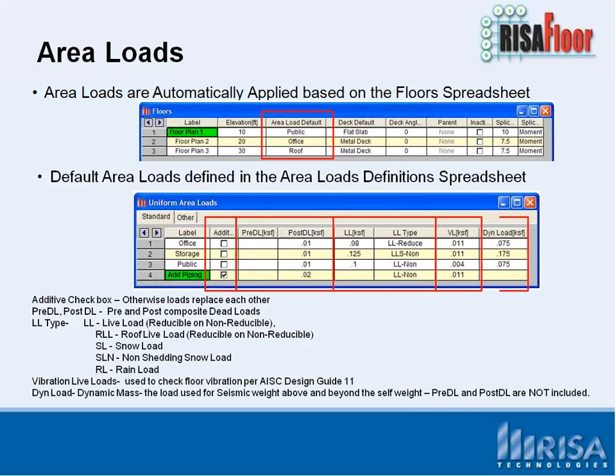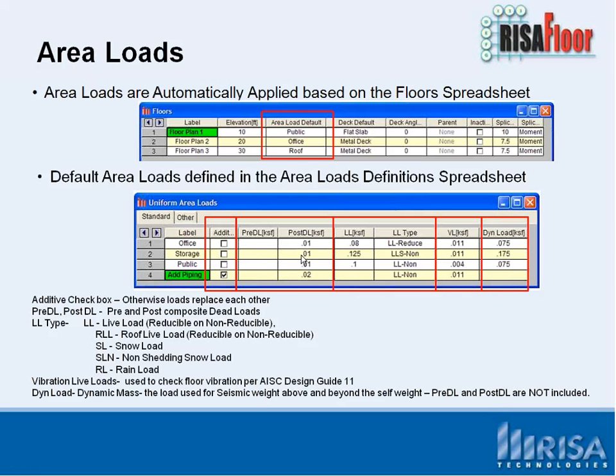And the next piece here is the dynamic load, dyne load. Now this one's kind of confusing, and a lot of people get confused about what this is. I know I did before I used to work here. This is the dynamic mass, and this means that this is the load used for the seismic weight above and beyond the self-weight of the structure. Which means that right now we are not putting in this pre-dead load and post-dead load. That's not being added into there for your seismic weight calculations.